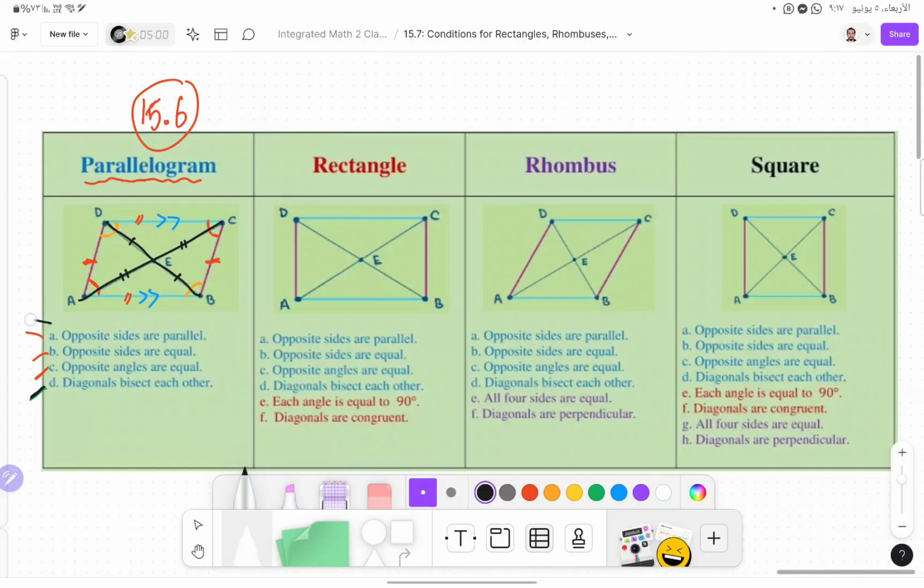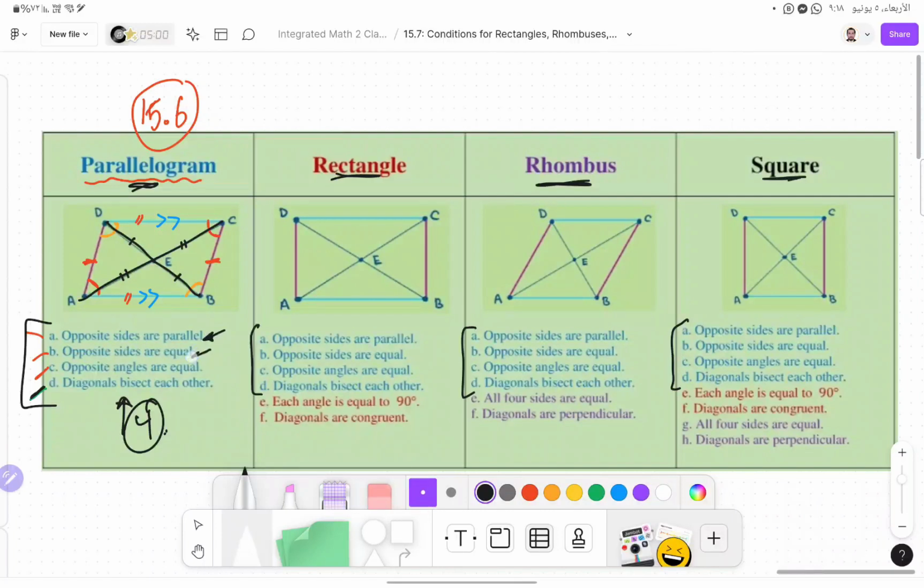So do you see all of these properties of the parallelogram that we learned in 15.7? These four properties that I have here work here, and here, and also here. So they work for the rectangle, the rhombus, and the square. Just to summarize: do all of them, rectangle, rhombus, and square, have opposite pairs of parallel lines? Yes.